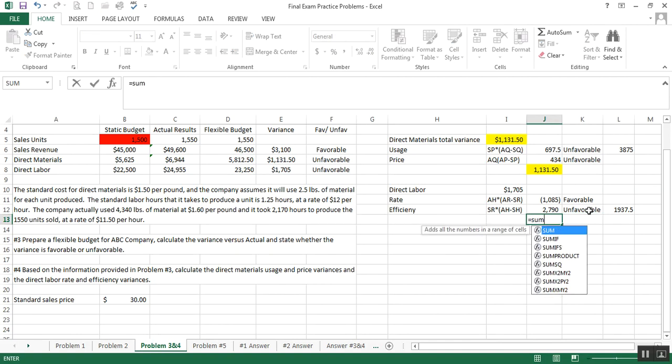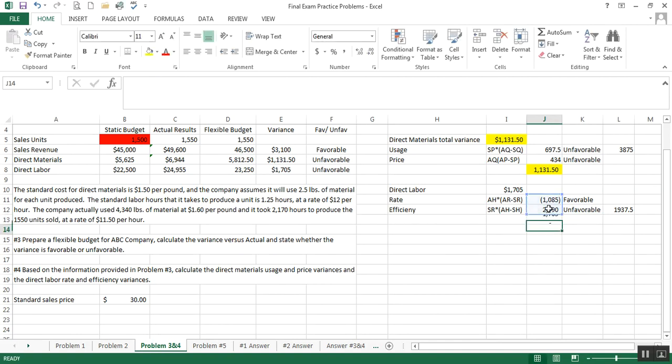So we're going to add those together. And we're going to get 1,705, which again is equal to our total variance. Okay? If these had the same sign in front of them, then you would just simply subtract them instead of adding them. So that's how you prepare a flexible budget and then the direct materials and direct labor variances.